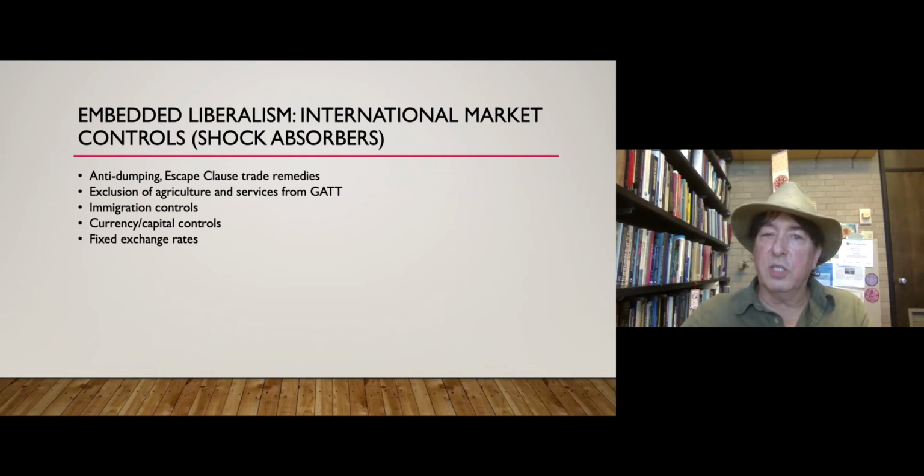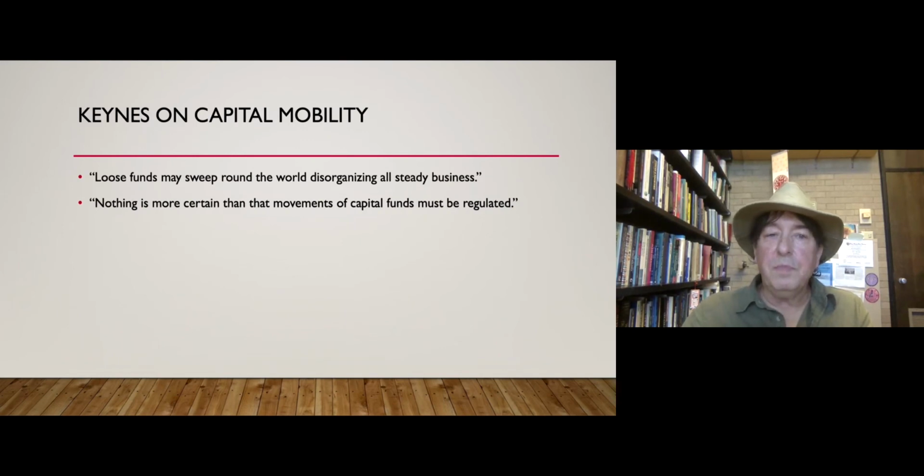So it wasn't a rejection of globalization, but it was what we might call a thin globalization, as Dani Rodrik has referred to it. Now, John Maynard Keynes basically argued that growing trade was good, but movement of capital across borders, or finance, was destabilizing. He said loose funds may sweep around the world, disorganizing all steady business. Nothing is more certain than that movements of capital funds must be regulated.